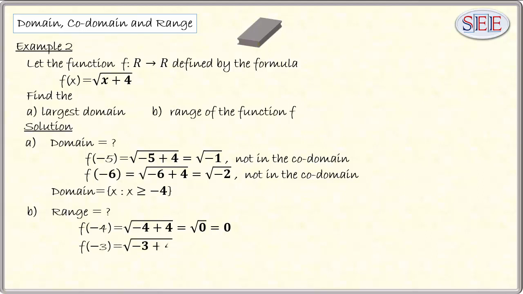Let me test f of minus 3. I will replace the x by minus 3, so I am going to have the square root of minus 3 plus 4. And minus 3 plus 4 gives answer 1, and the square root of 1 is 1. If I continue, maybe f of minus 2, I will still have a real number. F of 1, I will still have a real number. F of 0, I will still have a real number. So my range will now equal the set of y such that y is greater than or equal to 0.